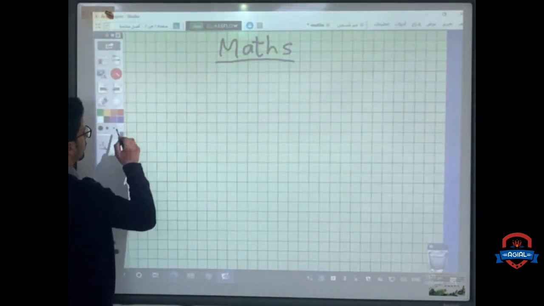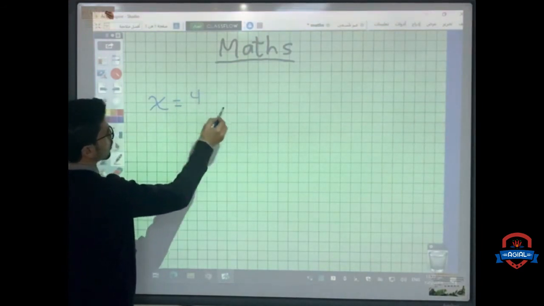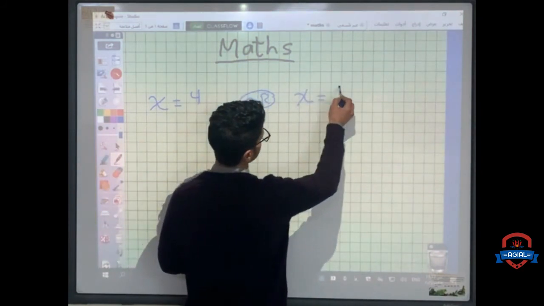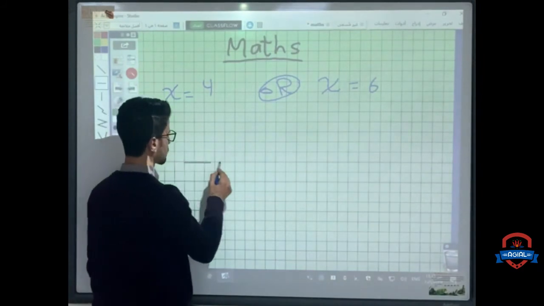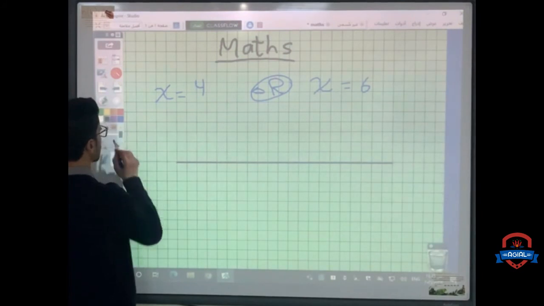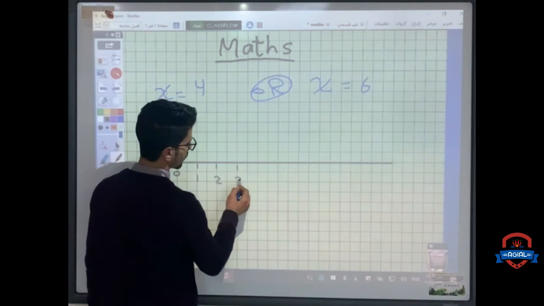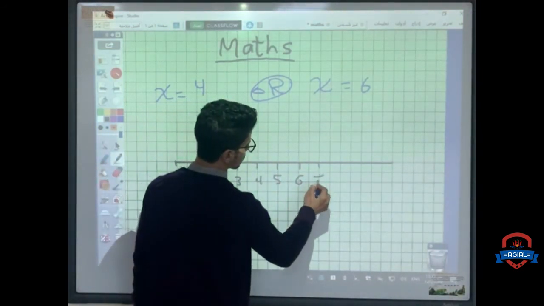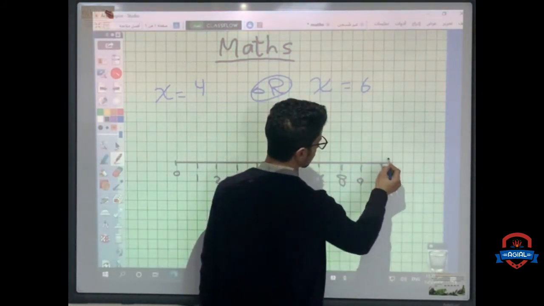So we have the value of x. So x equals 4 or x equals 6. And we need to represent the values of x over 2 on the number line. So we have to draw this number line. Then we put our values. We have 0, 1, 2, 3, 4, 5, 6, 7, 8, 9, and 10, and so on.